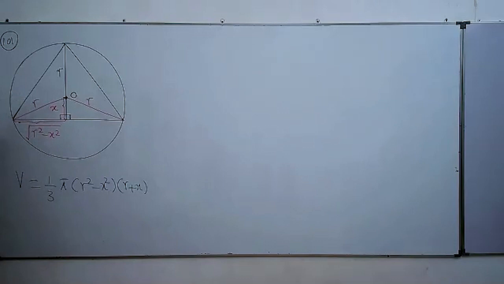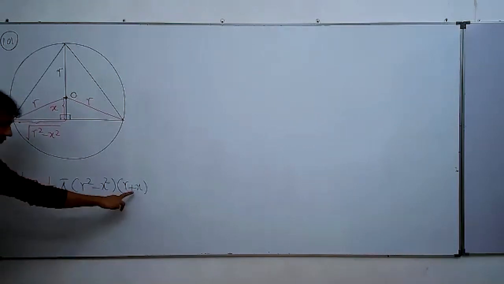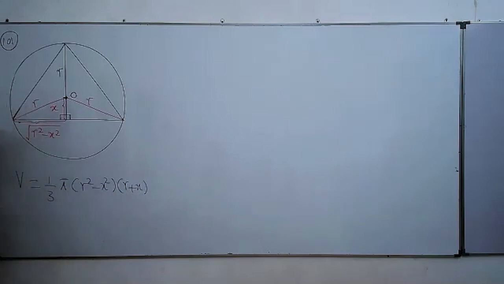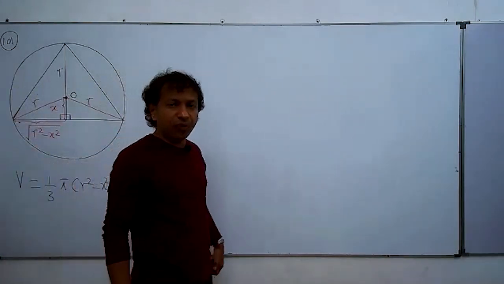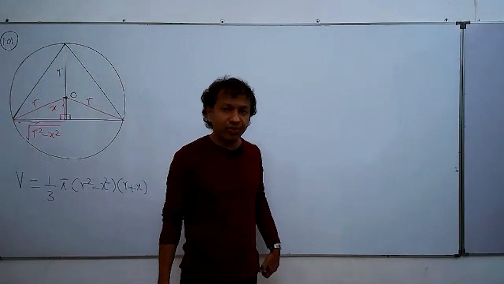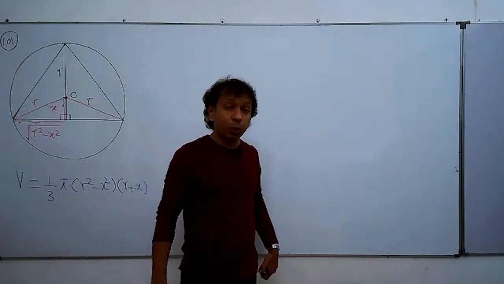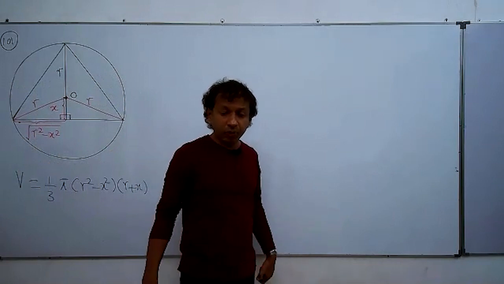Then you can see here, people, the volume of the cone V is a function of x. By changing this x, meaning this height, we can change the volume of the cone inside the sphere. Now we are going to find out the best value for x, which maximizes the volume of the cone. Now the rest you can do, people.